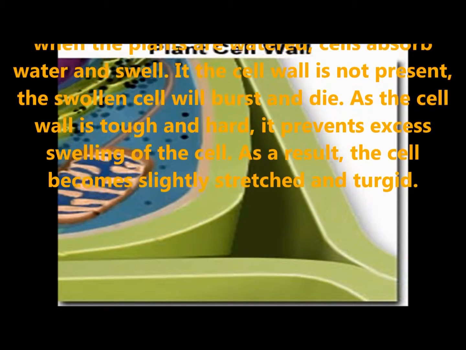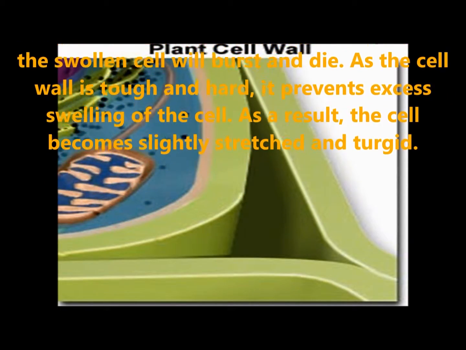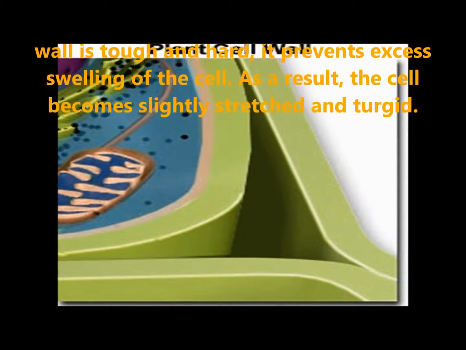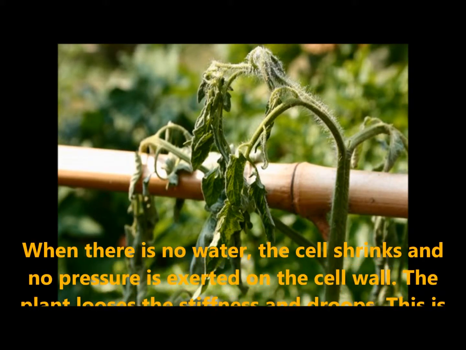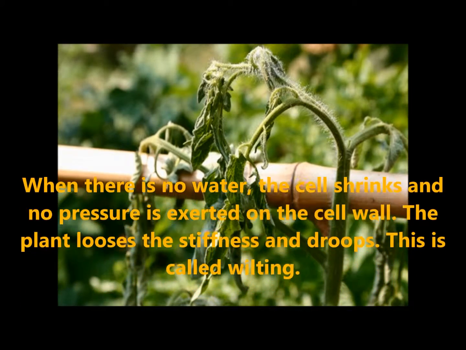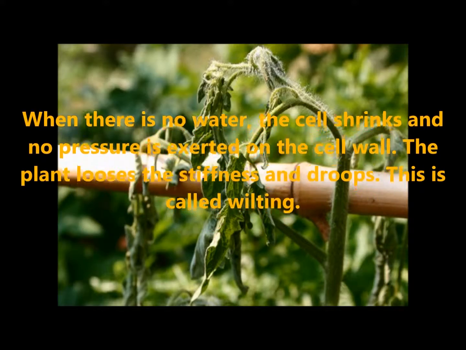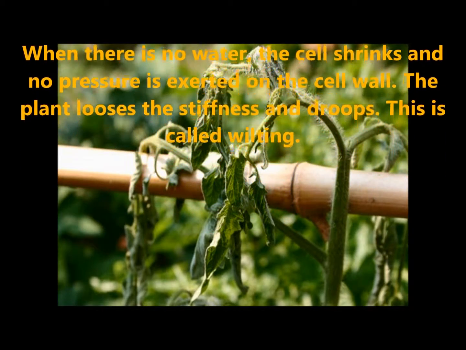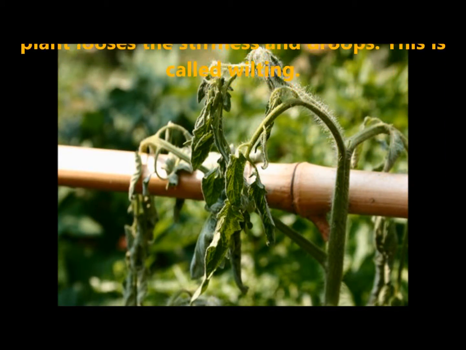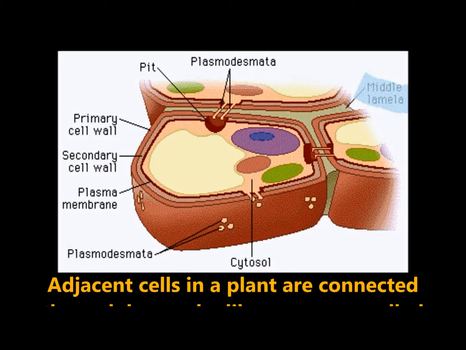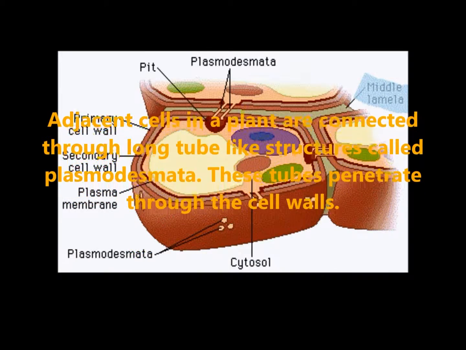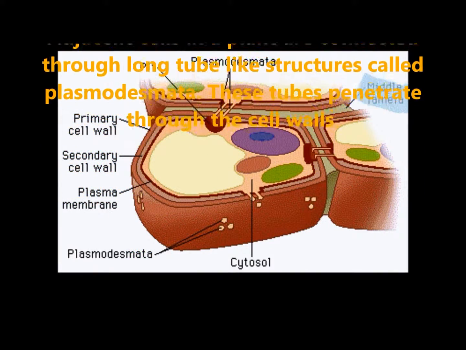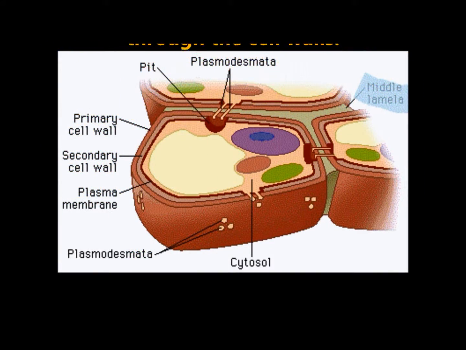As the cell wall is tough and hard, it prevents excess swelling of the cell. As a result, the cell becomes slightly stretched and turgid. When there is no water, the cell shrinks and no pressure is exerted on the cell wall. The plant loses its firmness and droops. This is called wilting. Adjacent cells in a plant are connected through long tube-like structures called plasmodesmata. These tubes penetrate through the cell walls.